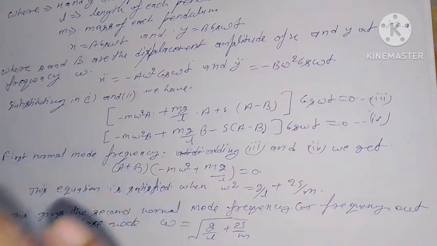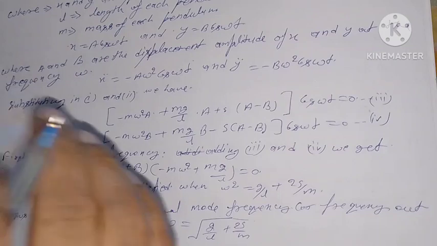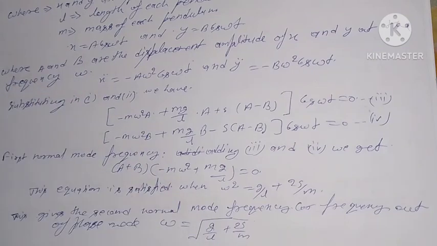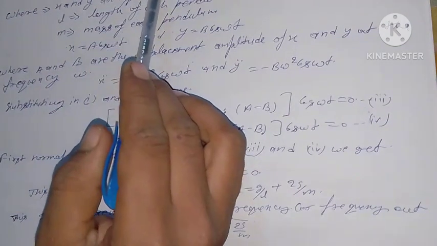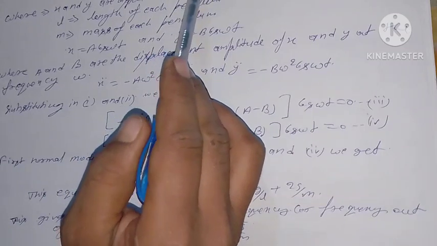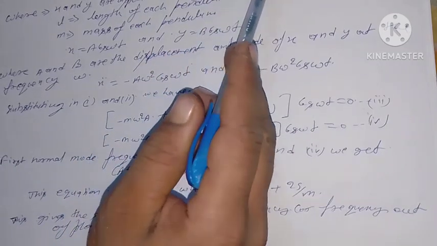General method of finding normal mode frequency. Consider a system of two coupled simple pendulums of the same length coupled by a spring of stiffness s. Then their equation of motion is m d²x/dt² + (mg/L)x + s(x − y) = 0.